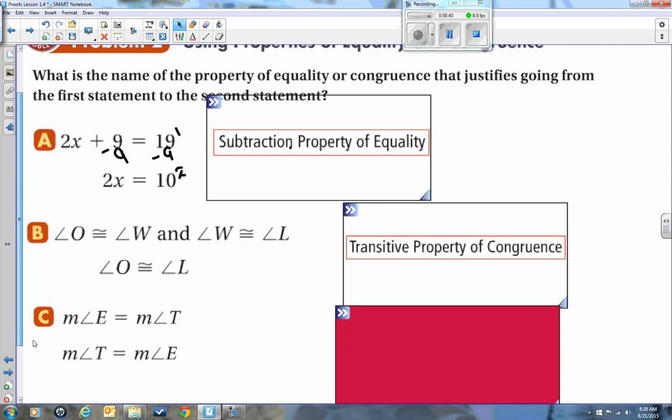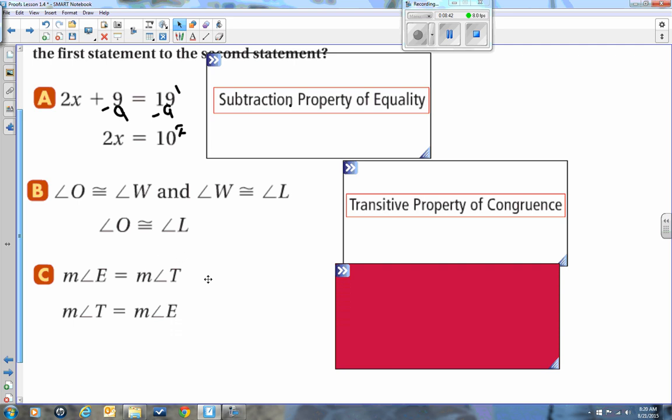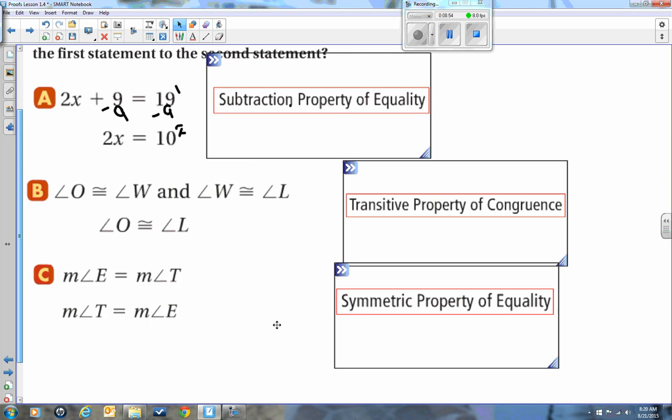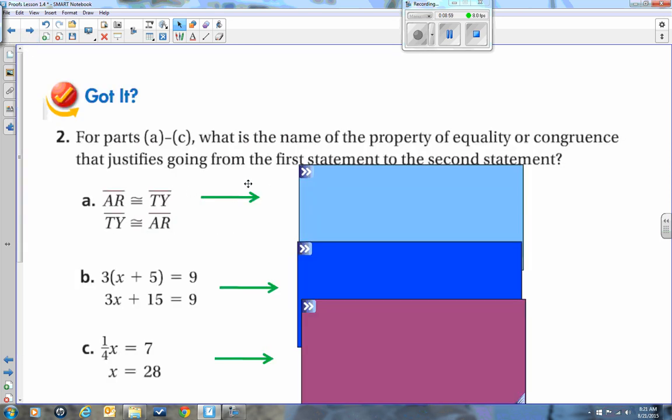The next one, angle E equals angle T for the first step. Angle T equals angle E for the second step. What did they do from the first to the second? They switched them. Switching, symmetric. That must be symmetric property. Okay, last little grouping for this video. Segment AR is congruent to segment TY, and segment TY is congruent to AR. What happened from step 1 to step 2? Looks like a switch. Which one is the switch? Do you remember? Symmetric property.